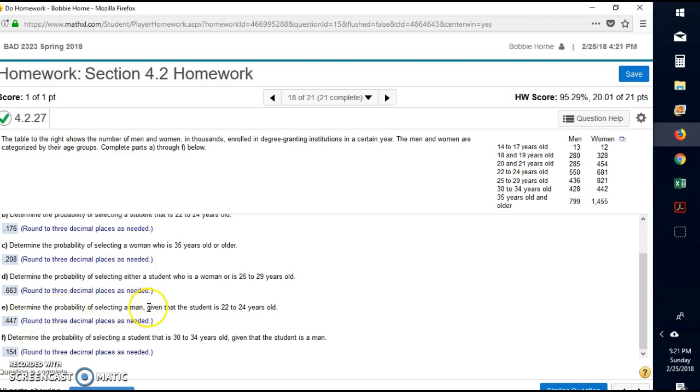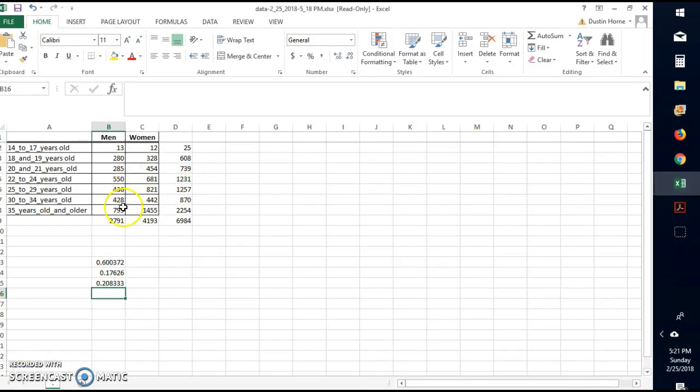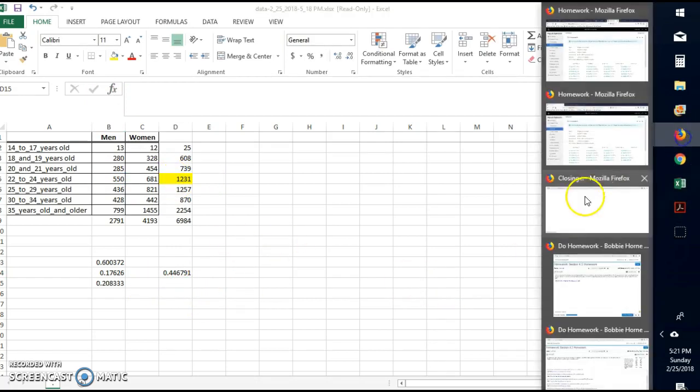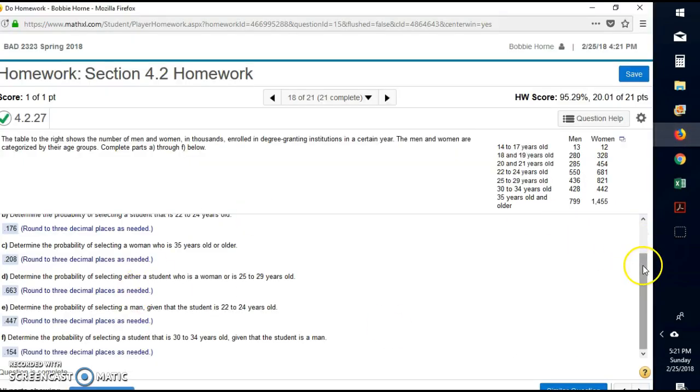Determine the probability of selecting a man given that the student is 22 to 24 years old. So we're only looking at 22 to 24 years old. So this is our total that we will be using. It's not total everybody. It's given that they're in this bracket. So the probability of it being a man would be 550 divided by your total. So 0.447. When it says given, you have to use that as your total number.